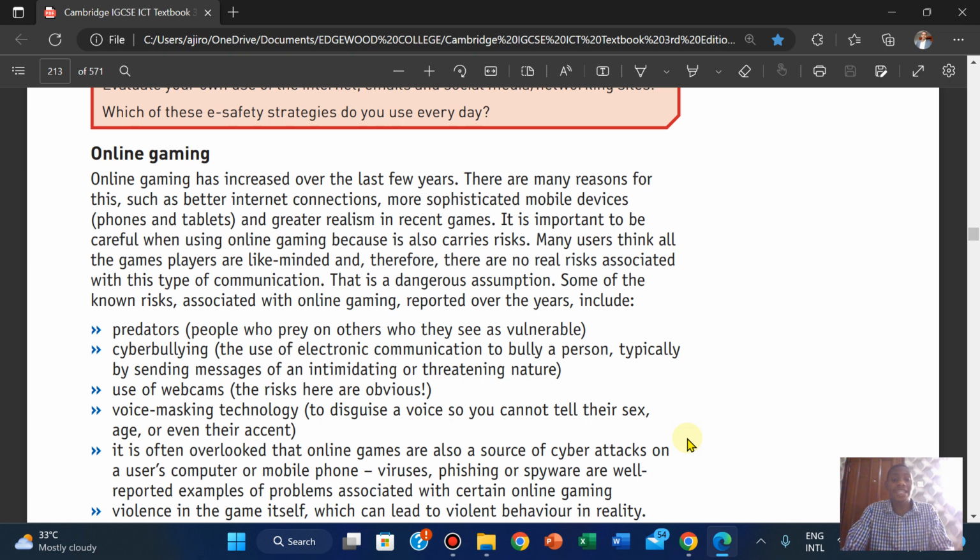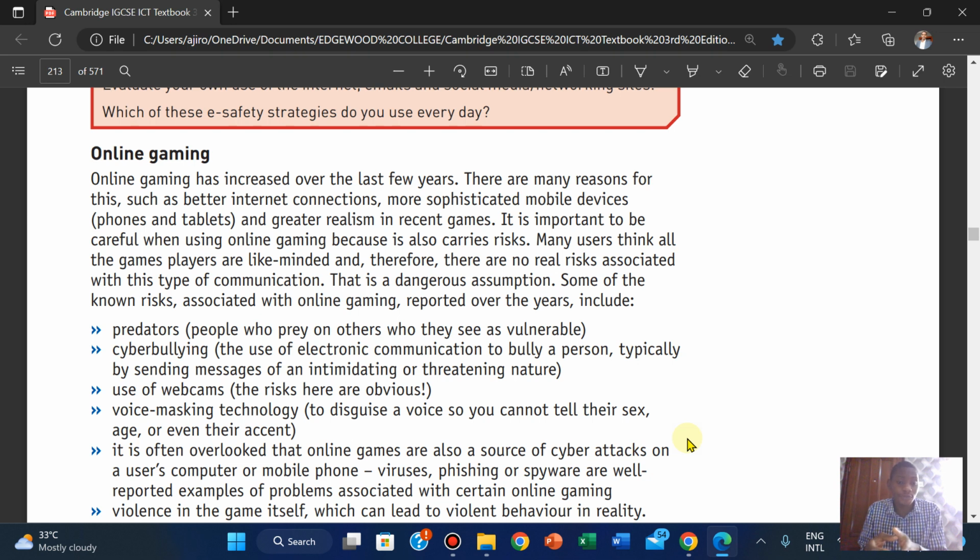Online gaming has increased over the past few years. Back in my time, we weren't really having what we call online gaming, although it started little by little, even with e-football. It's online gaming because you can actually play with people, right? And other games as well. So it has increased over the last few years. There are many reasons for this, such as a better internet connection, more sophisticated mobile devices, phones and tablets, and greater realism in recent games.